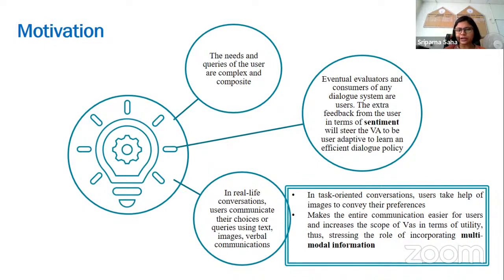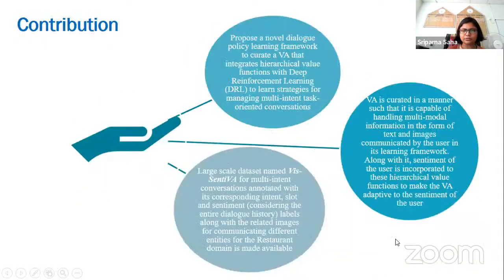The agent has taken an action, and after taking this action, if the user's sentiment becomes negative, then there is a penalty. But if the user's sentiment becomes positive, then there is a reward. In real life conversations, users communicate their choices or queries using text, images, and verbal communication. In task-oriented conversations, users take help of images to convey their preferences.